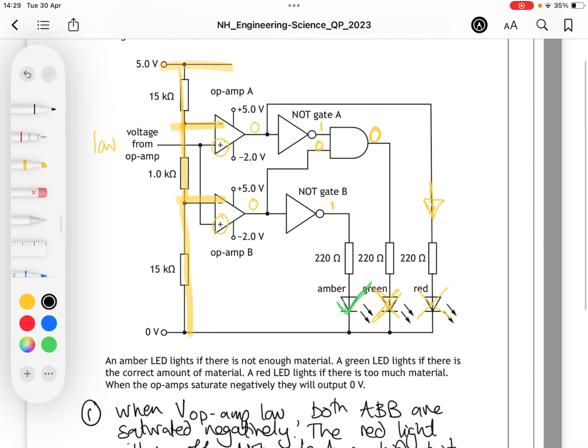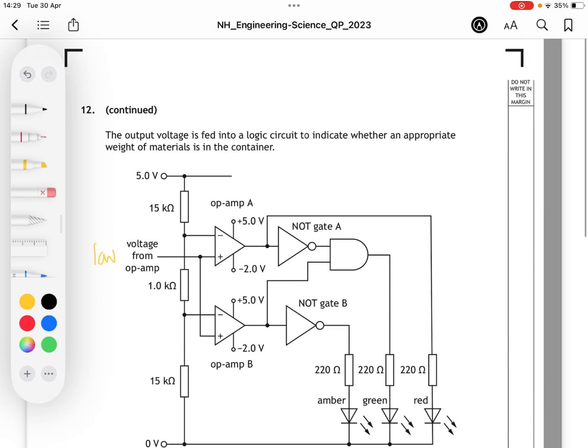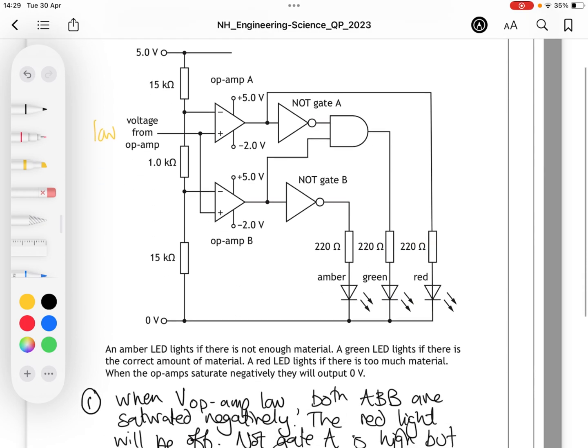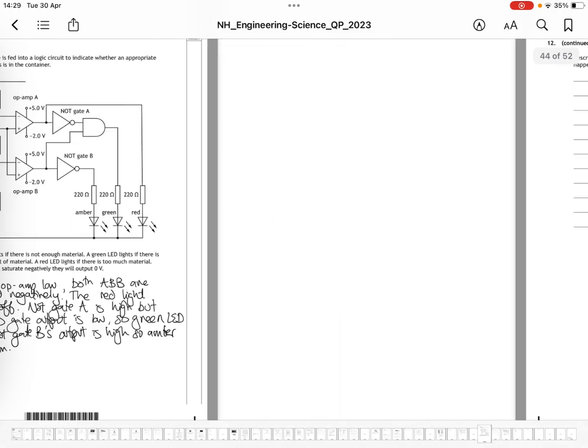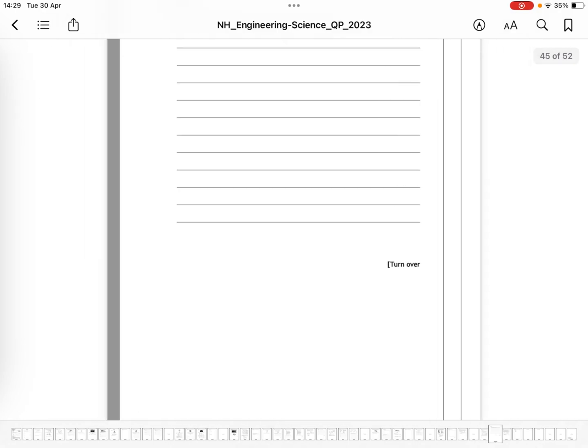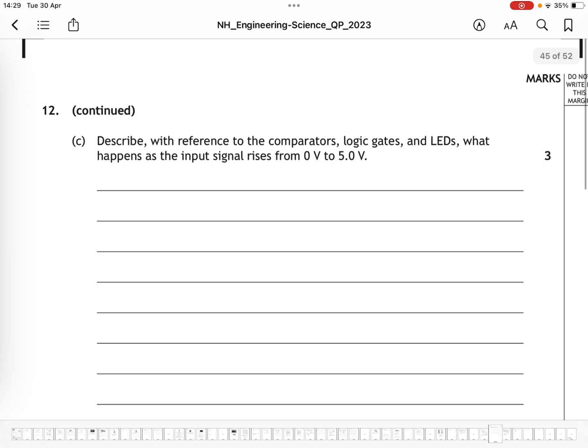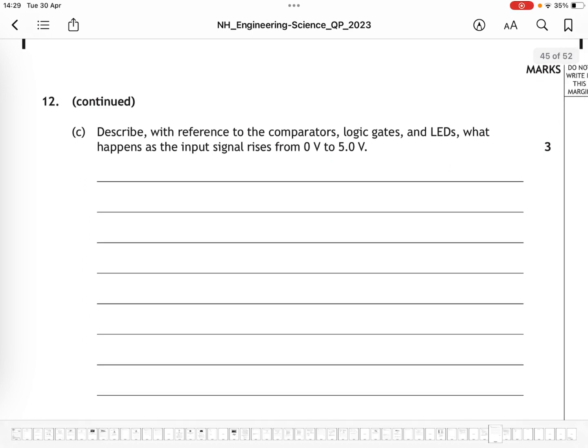Now, to understand what's going to happen next, we'll want to think about that voltage from the op-amp increasing. And if you're not sure where I'm getting that from, one of the key bits of information is given to us in the fact that this question is worth 3 marks. So if I just go over the page, you can see here, describe with reference to the comparators, logic gates and LEDs what happens as the input signal rises from 0 to 5 volts.